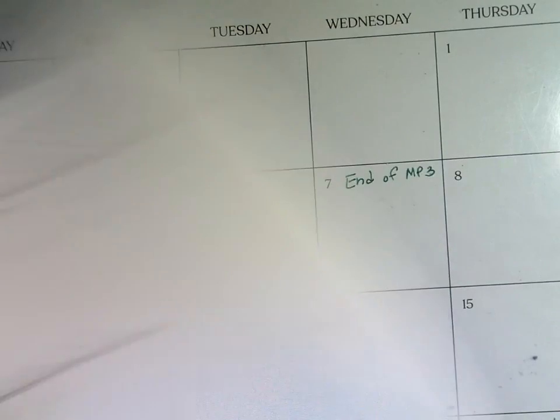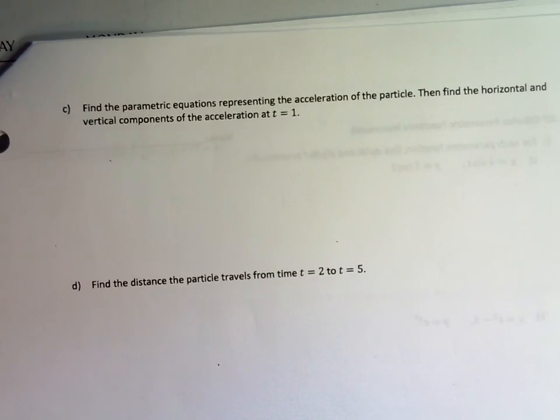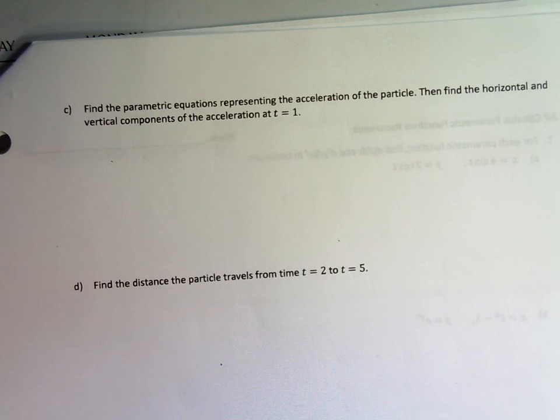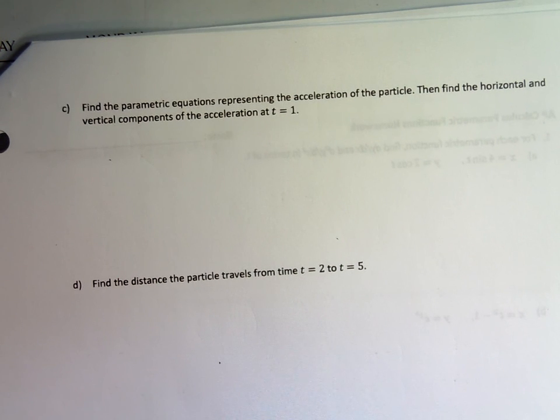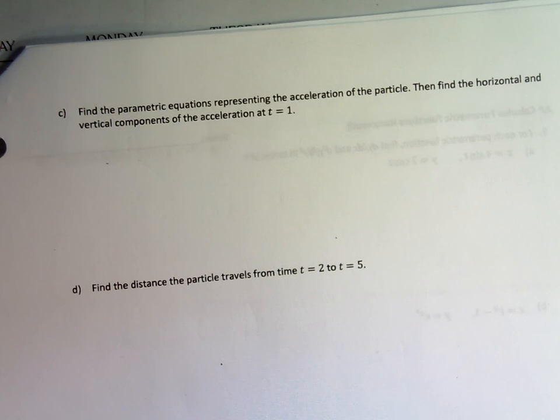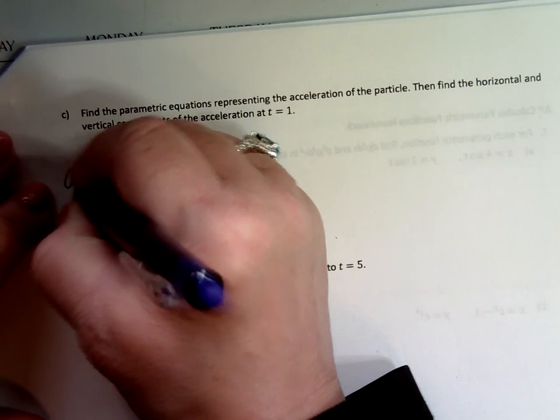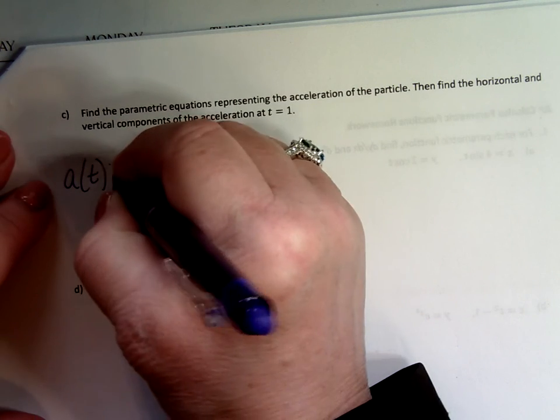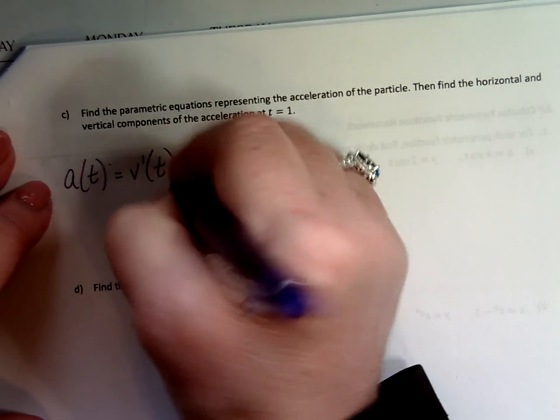Find the parametric equations representing the acceleration of the particle, and then find the horizontal and vertical components for the acceleration at t equals 1. They're all about this t equals 1. Well, acceleration is just the derivative of velocity. So a of t equals v prime of t, right? Just like it always has. That doesn't change. So take the derivative of velocity.